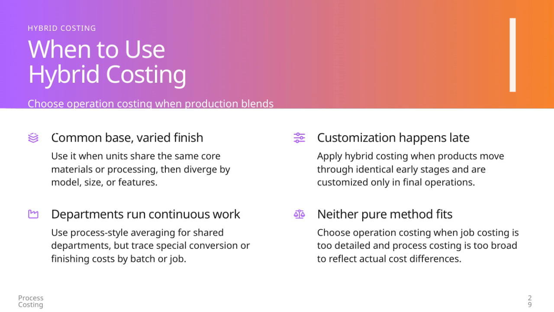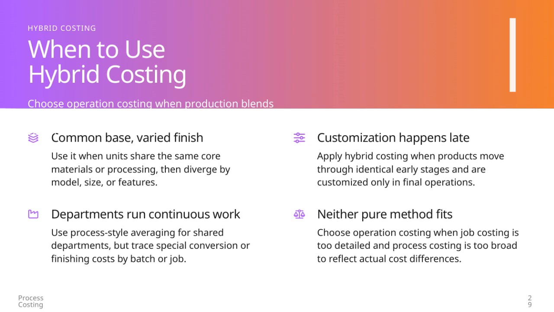In these cases, apply hybrid costing when the initial stages of production are identical for all units, but customization only takes place in the final operations. For departments running continuous work, you can use process-style averaging to allocate shared costs efficiently, while special conversion or finishing costs are traced by batch or job to capture those differences accurately.